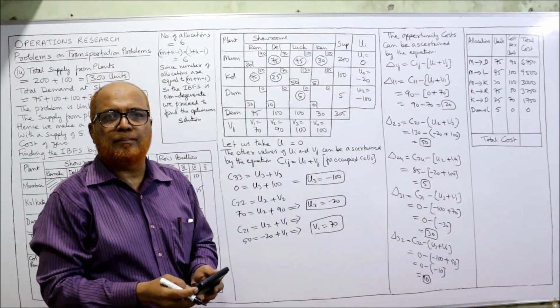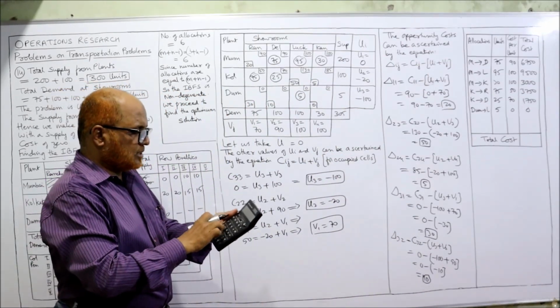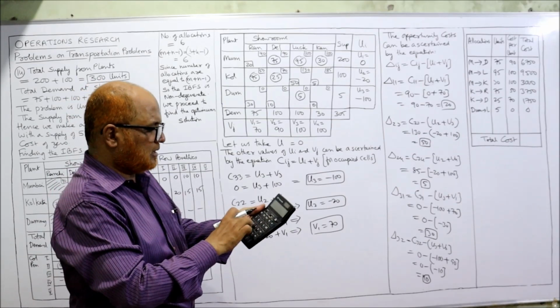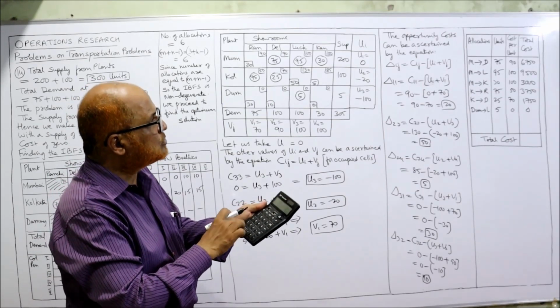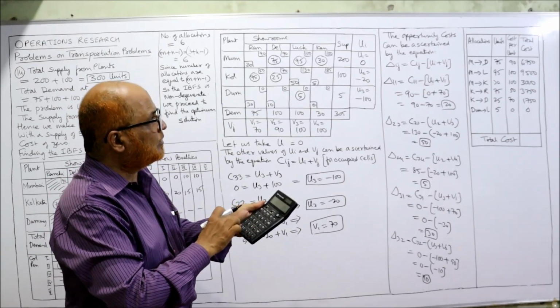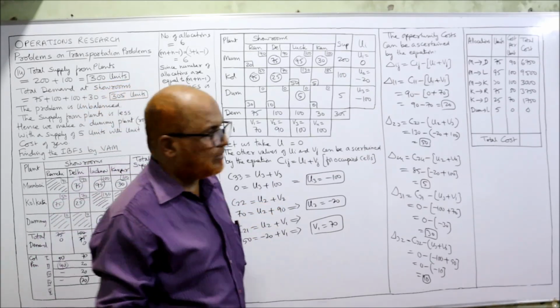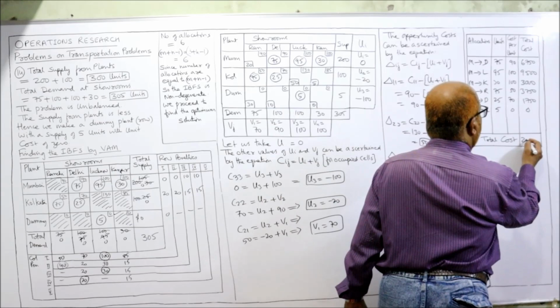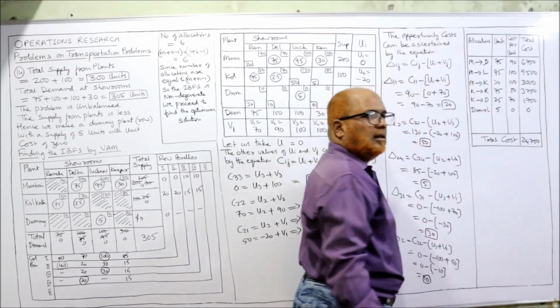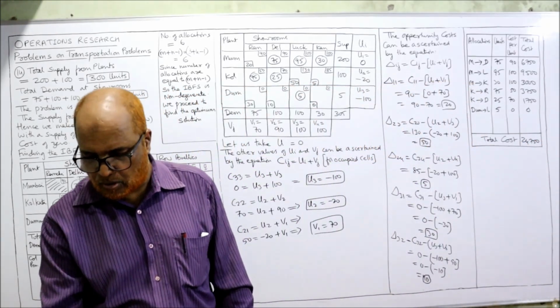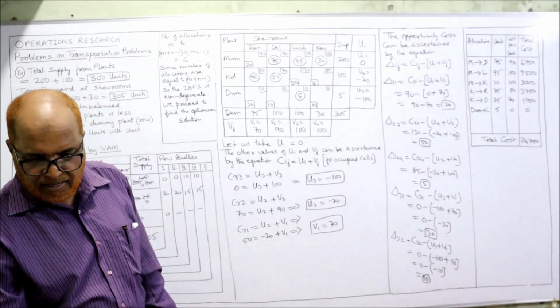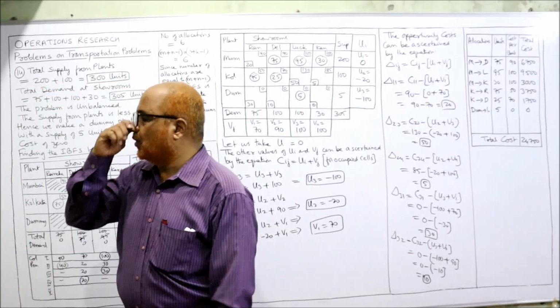Now simply you add up the cost: 6,750 plus 9,500 plus 3,000 plus 3,750 plus 1,750. 24,750. Total minimum transportation cost. That's all. This is the end of problem number 14.